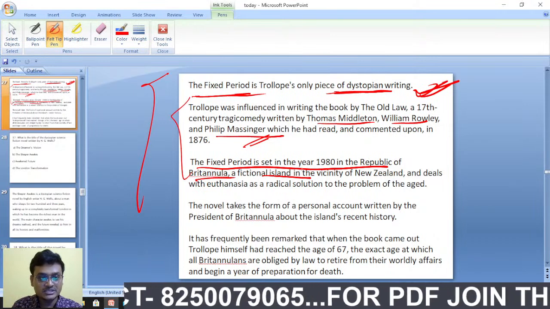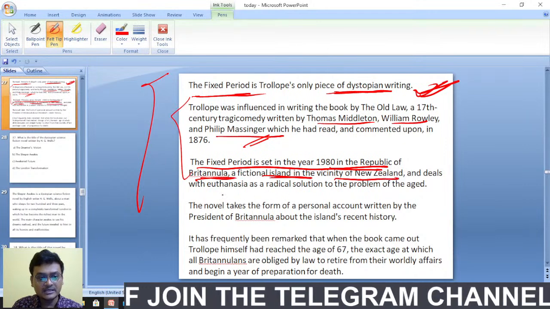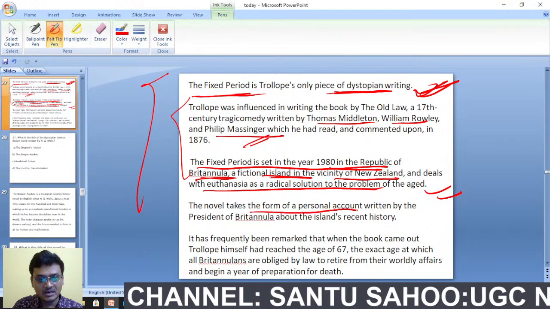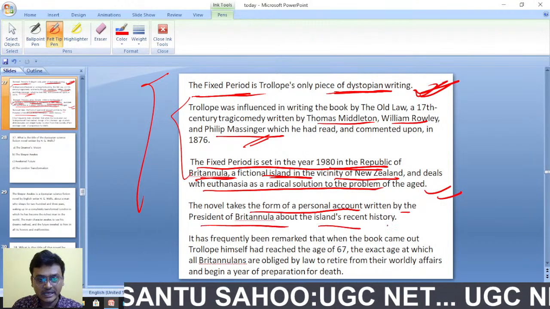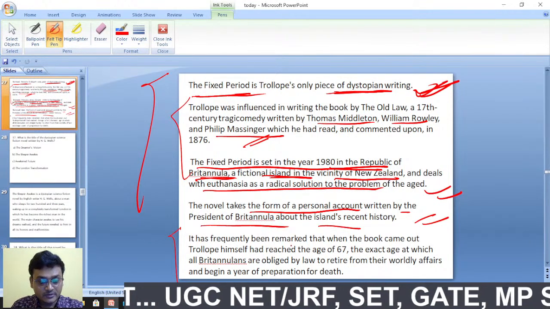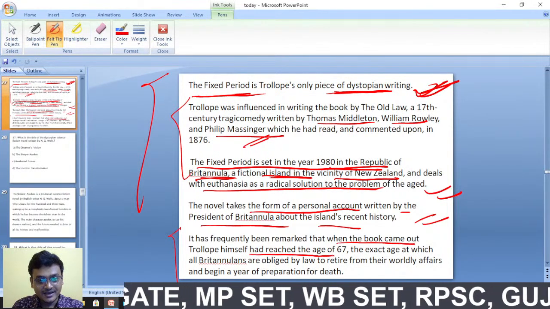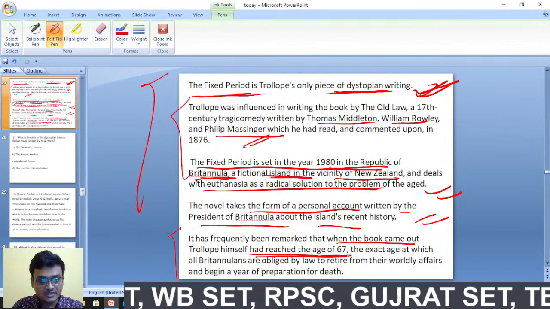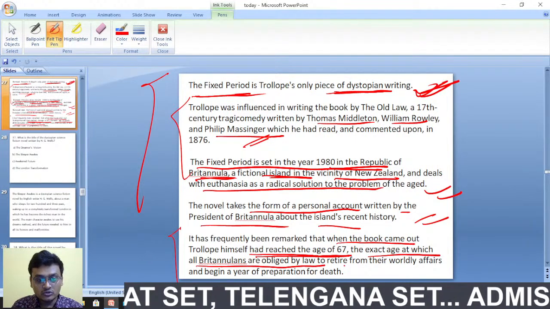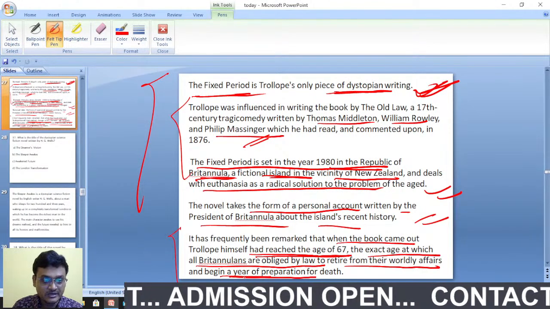The period is set in the year 1980 in the Republic of Britannia, a fictional island in the vicinity of New Zealand. The novel takes the form of a personal account written by the President of Britannia about the island's recent history. It has frequently been remarked that when the book came out, Trollope himself had reached the age of 60, the exact age at which all Britannians are obliged by law to retire from their worldly affairs and begin a year of preparation for death.